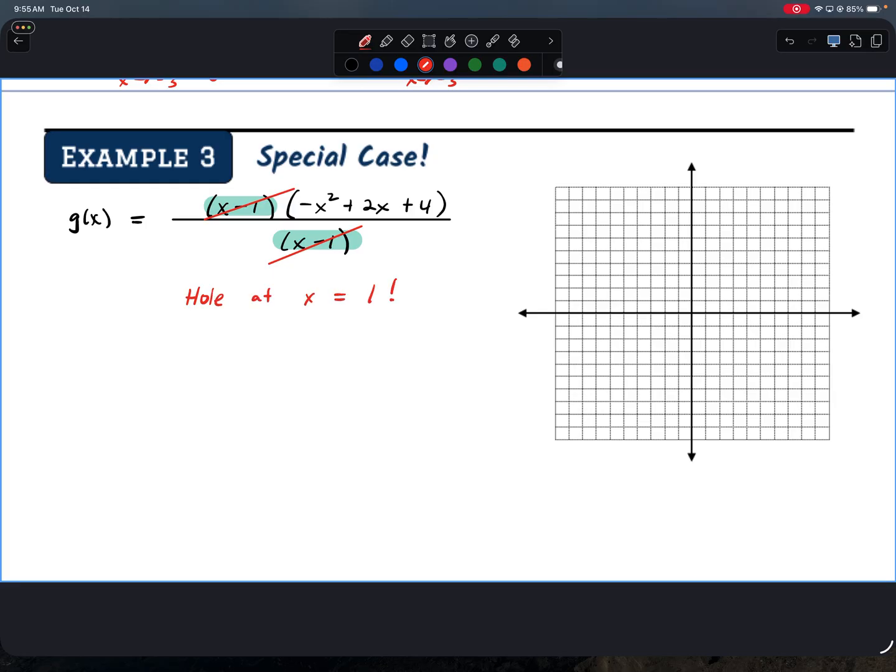Now, what's left on the bottom? 1. Good. 1. Not 0, right? And then on top, I'm left with this. So g of x is just equal to negative x squared plus 2x plus 4. Hey, guys. What type of graph is that? Quadratic, which is what shape? This is a U-shaped graph. So something that we've talked about in Math 2 and Math 3, but with a hole.